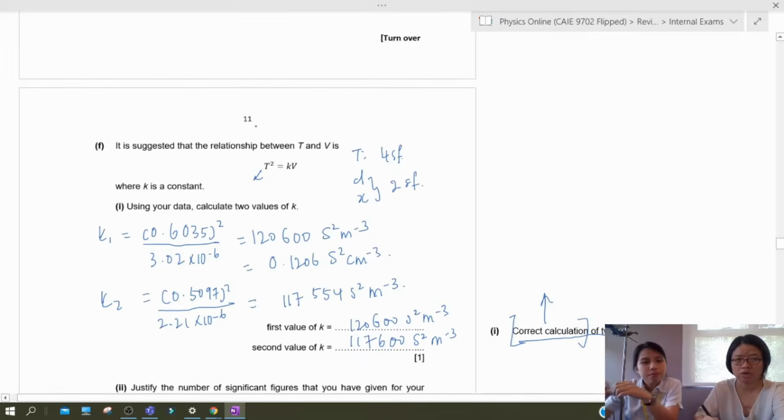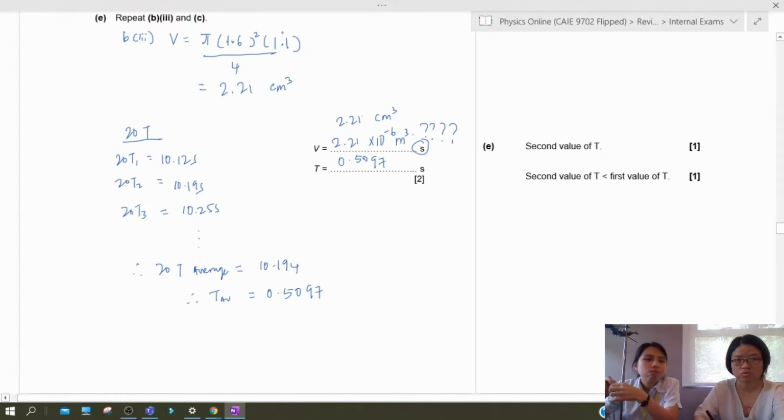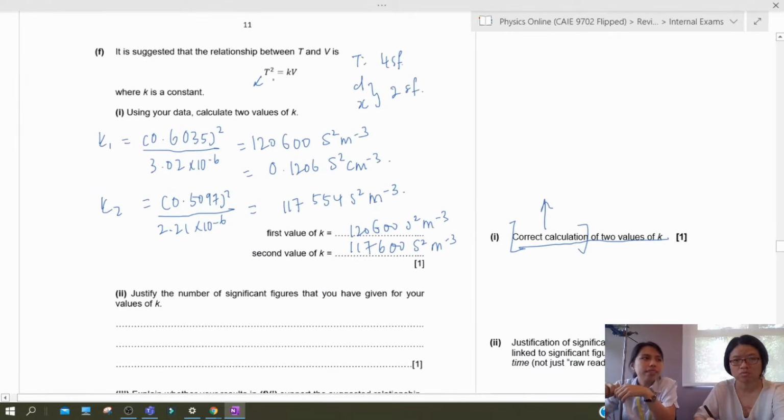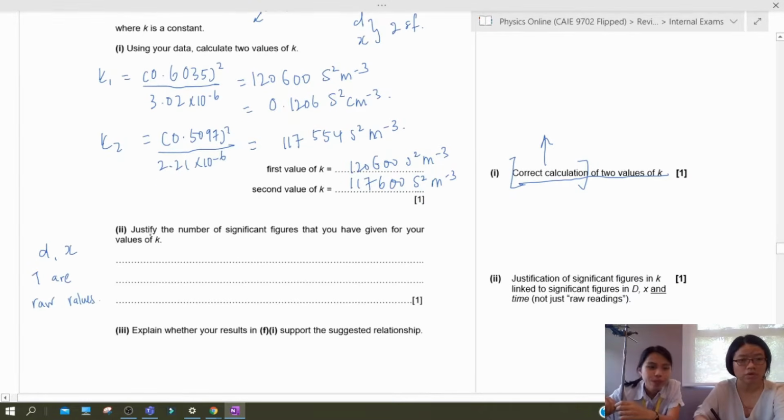If you forget, you can always go back and check. So I guess it's good to make a list of the raw values. This 1.6 is 2 SF, 1.1 is 2 SF. Maybe we write there D, X and T is our raw value, just at the side there. So we know. Because I saw a lot of friends, they never say D, X and T. They just say V and T. But you didn't measure V. Okay, so how shall we justify? Let's write out the sentence.